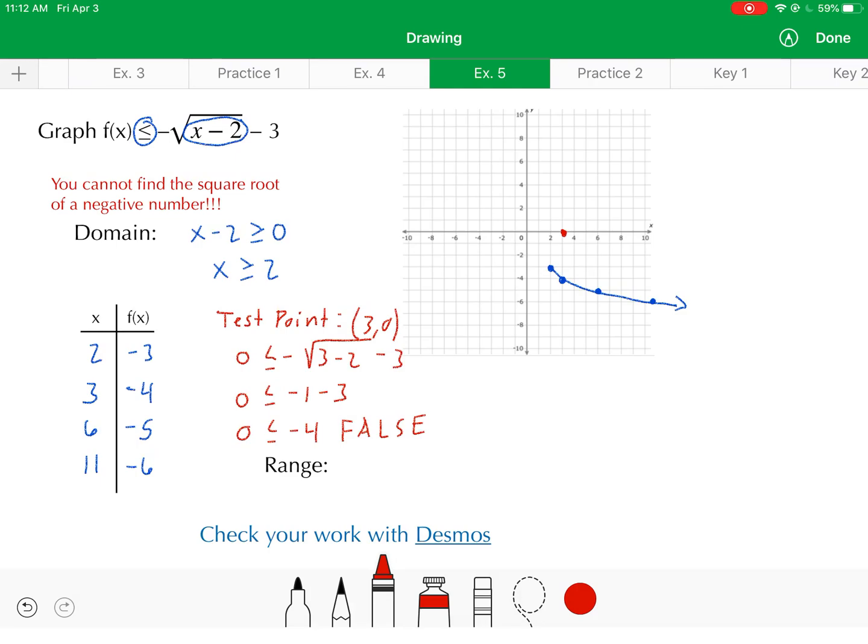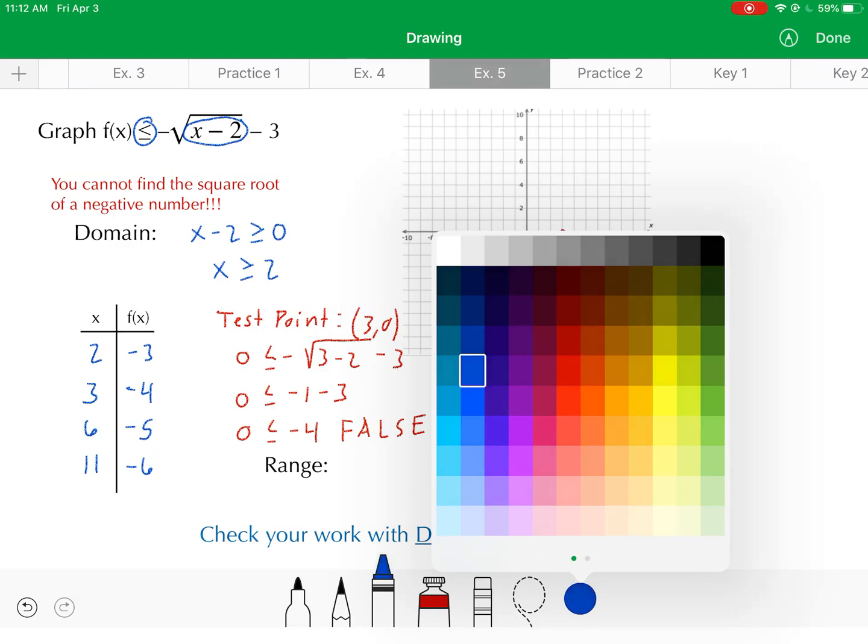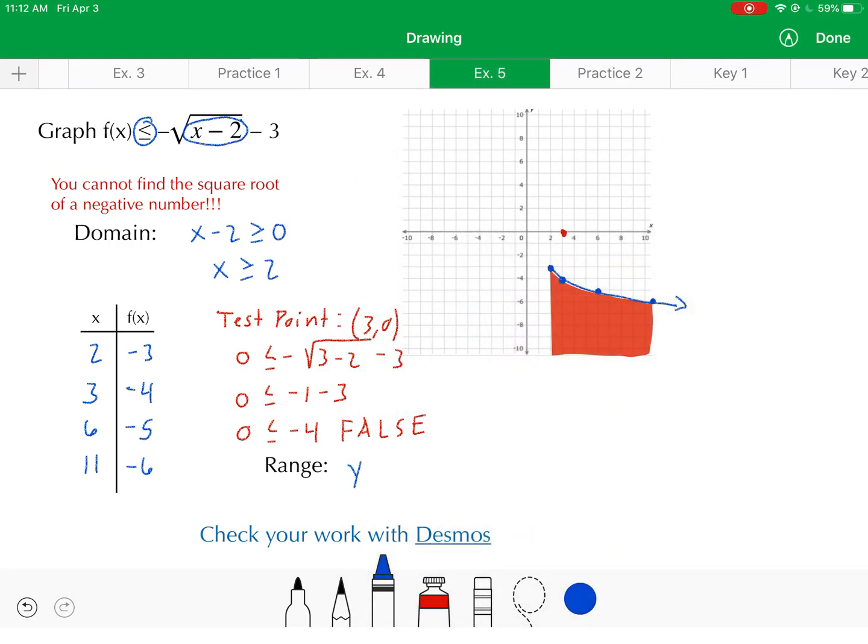Since it was above the curve, that means I should actually be shading the opposite region, which is below the curve. Okay? So that's going to look something like this. All right, and that's going to make the range y less than or equal to -3. Okay.